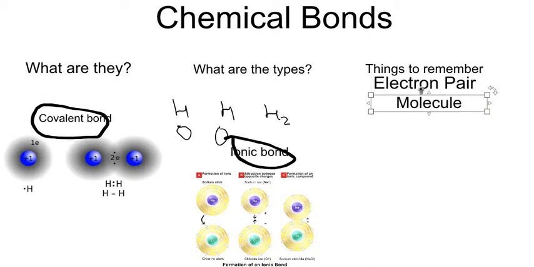Molecule is a compound basically made by covalent bonding, or molecular bonding is another word for it, but usually people don't accept molecule everywhere, but it's usually only in covalent bonding.